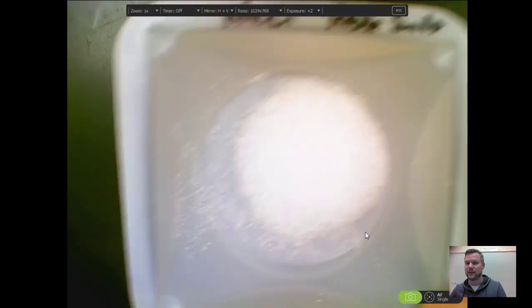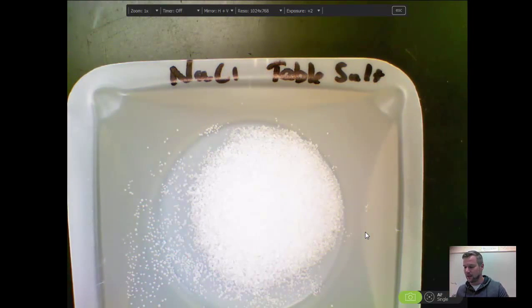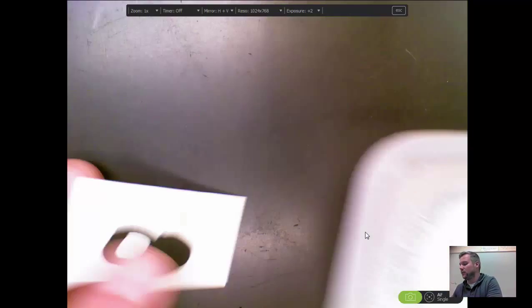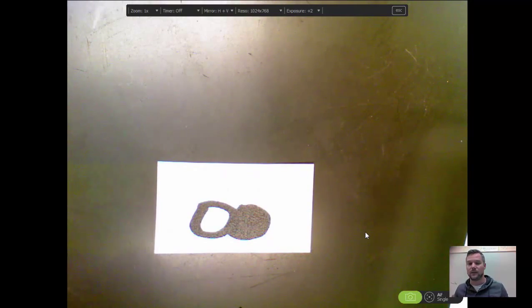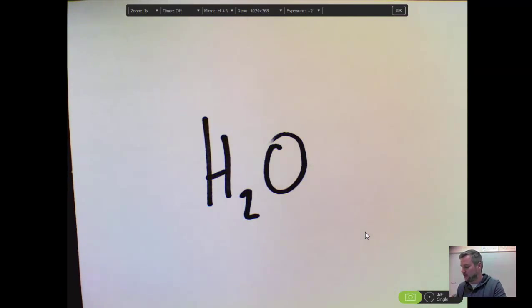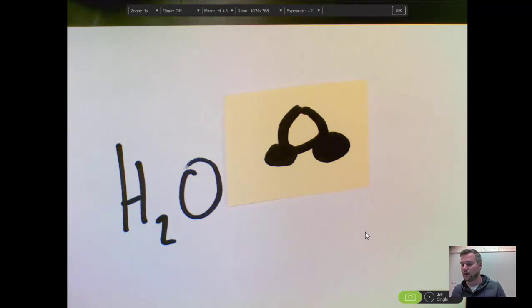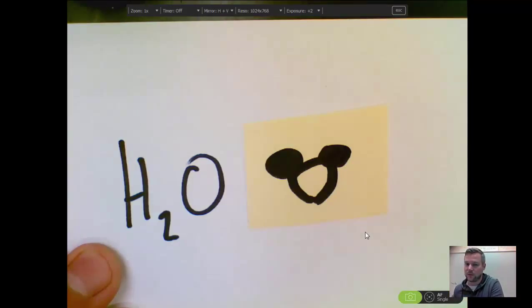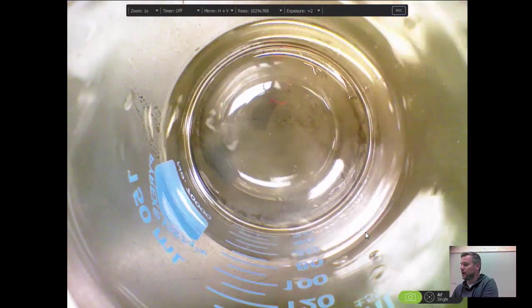Table salt, NaCl, something that we're pretty familiar with, it has a sodium atom bonded to a chlorine atom. So that might look something like this. And then lastly, a beaker of water here, which has hydrogen stuck to oxygen in this chemical formula, and we would see that microscopically as the, turn it this way, Mickey Mouses. Now, we can add stuff to water, for example, sodium chloride.